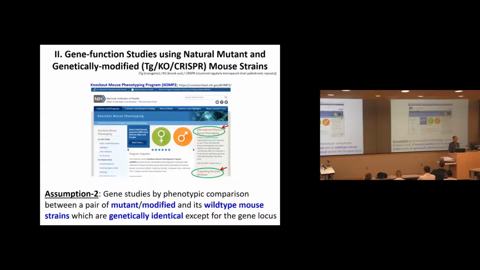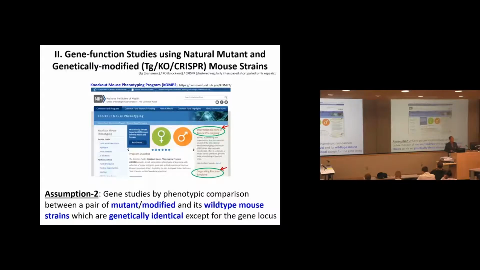So this is about gene function studies using natural mutant and genetically modified mice. Genetically modified meaning that it can be transgenic mice, knockout mice, and the CRISPR technologies. CRISPR is clustered regularly interspaced short palindromic repeats. The snapshot in the middle is from, again, National Institutes of Health. This is about the Knockout Mouse Phenotyping Program, called KOMP2. They promoted it as an international effort in mouse phenotyping, and also that it can help precision medicine.